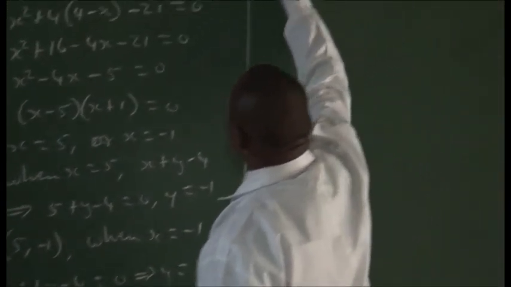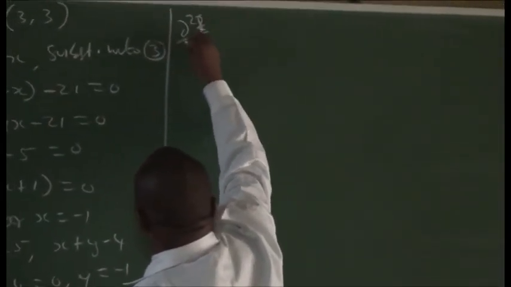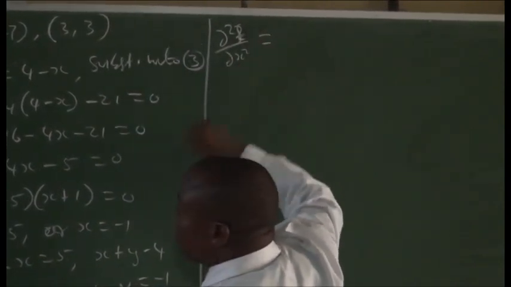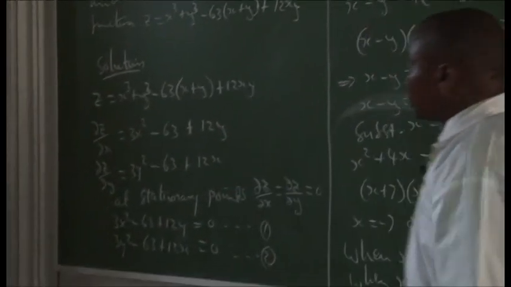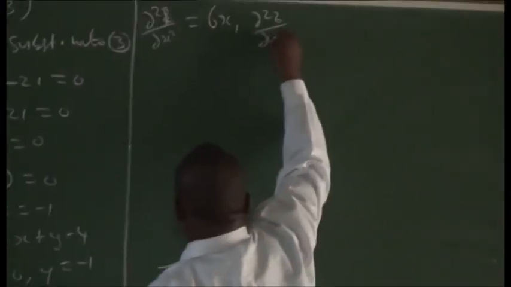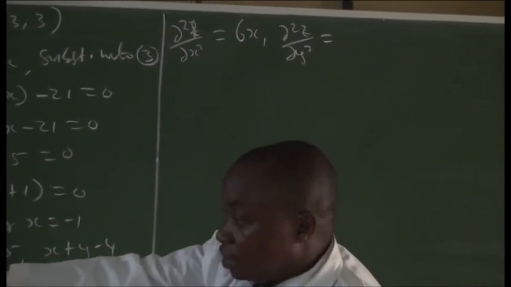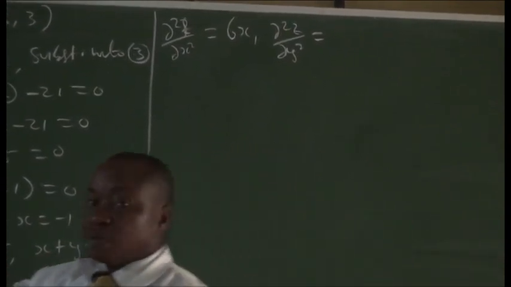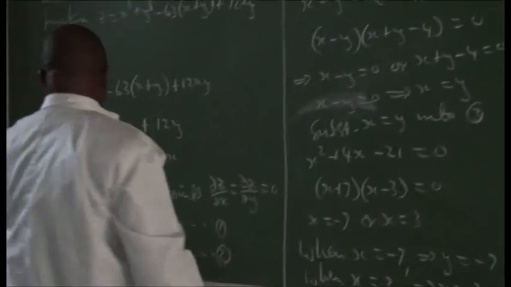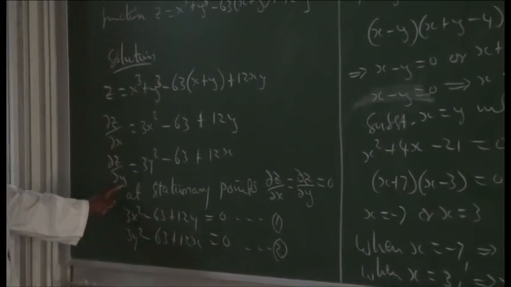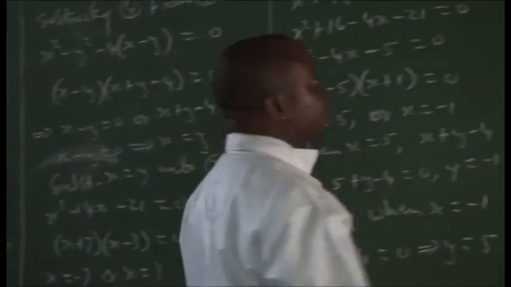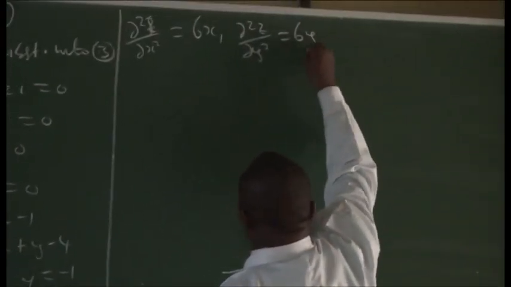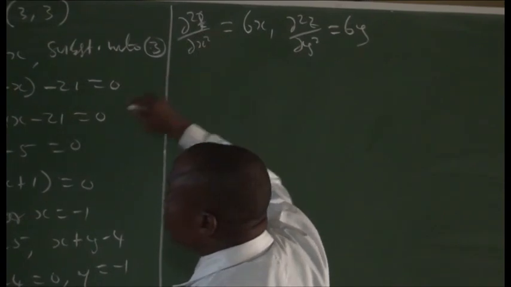So before we do that, we'll take partial square z over partial x square, which is the differentiation of this with respect to x. So that will give you 6x. Then partial square z over partial y square. You see that? It's only here we find y. So that will give us 6y. All right.